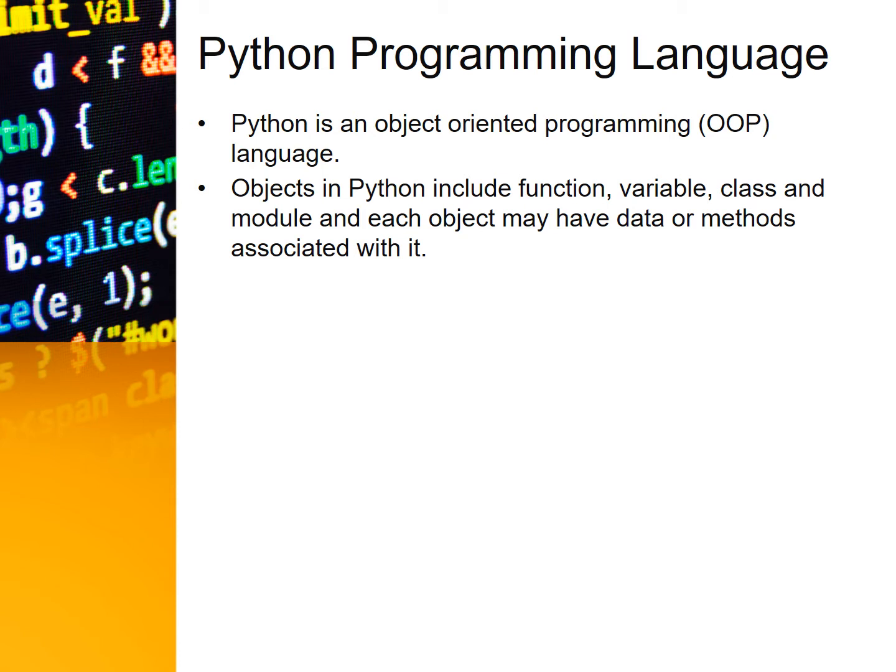Objects in Python include functions, which carry out operations on bits of data, variables, which are containers for any sort of data. Classes are user-defined type objects, and modules are separate bits of code that you can call. Each object may have data or methods, and for instance, a function inside a class is called a method.